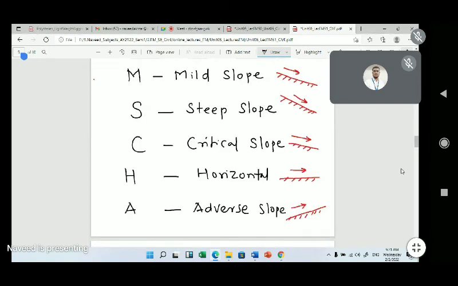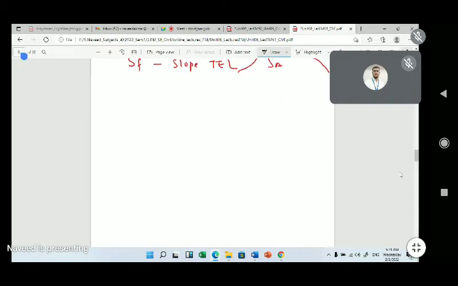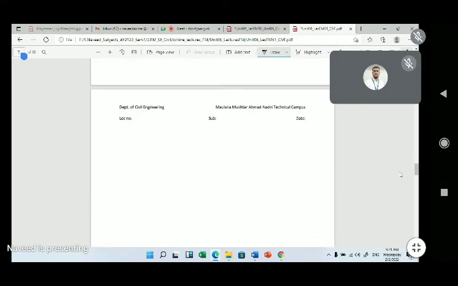Here, in the first case, we are considering the mild slope. The bed slope is mild. For other cases, you can draw them. I will take one case only.